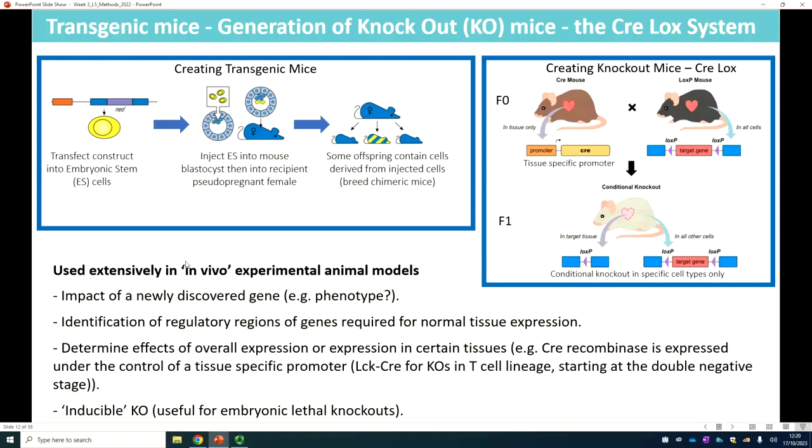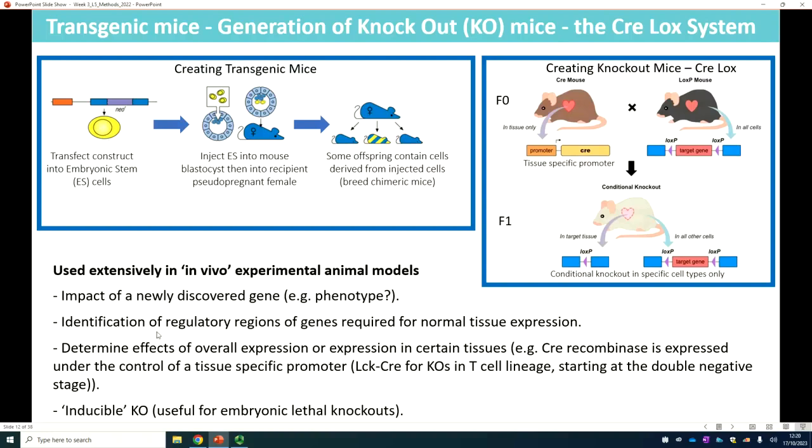So these models are used extensively in vivo experimental animal models, and it's particularly important for studying the impact of a newly discovered gene. So if you knock out a particular gene in a T cell, you'll then ask, what is the phenotype? What is the phenotype of the mouse on a whole, but what is the phenotype on the immune system? So you might then want to study the different immunological subpopulations and find out whether knocking out a particular gene has any sort of immunological phenotype on your different cell subpopulations.